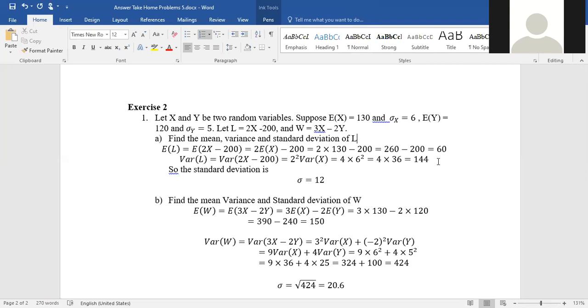And the variance of W is the variance of 3X minus 2Y, which is 3 squared times the variance of X plus 2 squared times the variance of Y. This is 9 times the variance of X plus 4 times the variance of Y, which ends up being 324 plus 100 equals 424. And the standard deviation is the square root of the variance, which is 20.6.